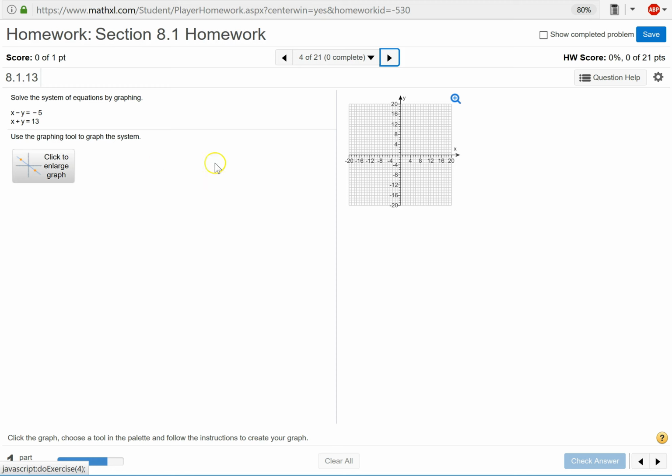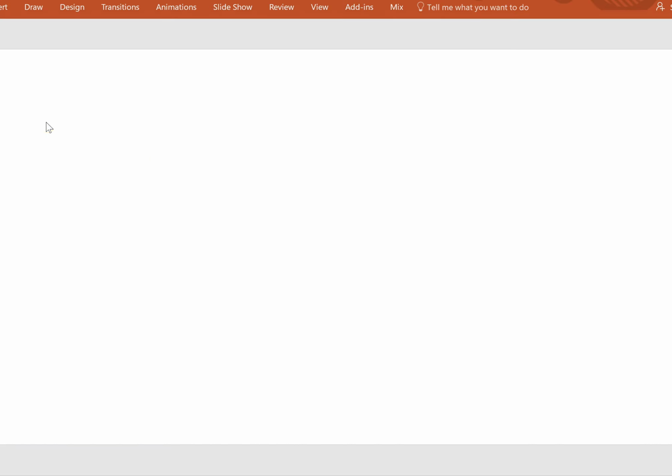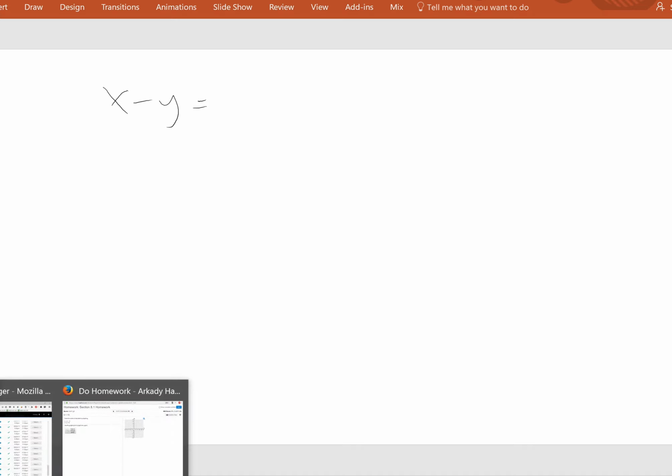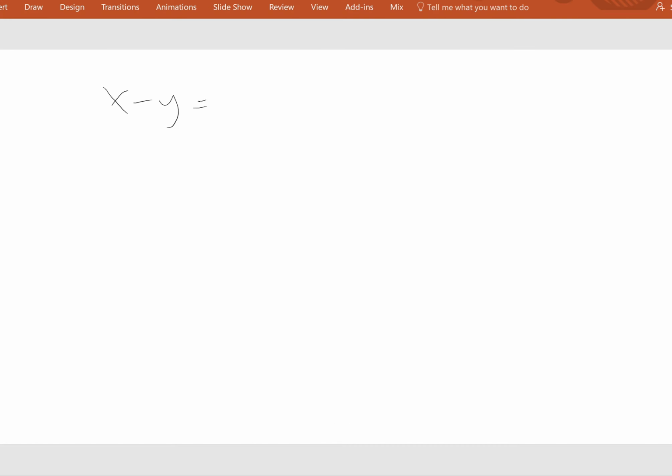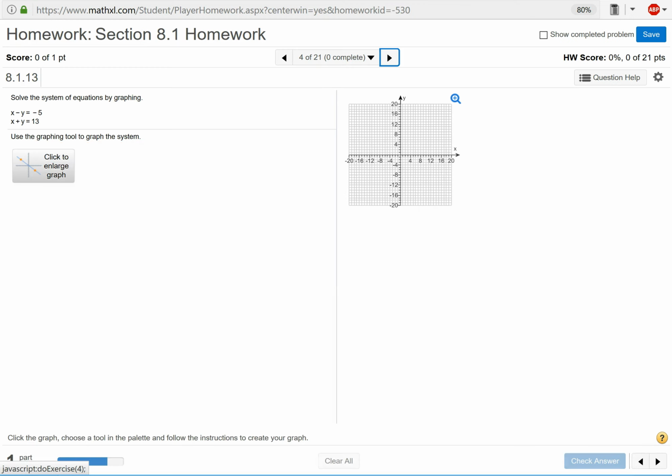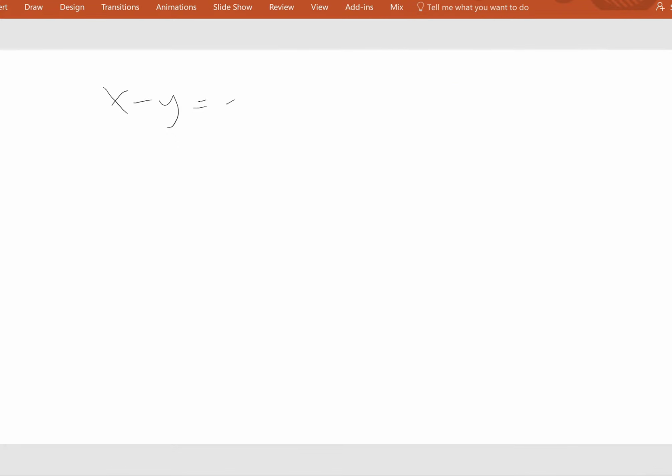Let me switch to a different screen just so we can do the work here. I'm going to be switching between two screens here. x minus y is equal to negative 5, and x plus y is equal to 13. Now there are two different ways to graph these, depending on what you want to do. I'm going to show you both methods here.